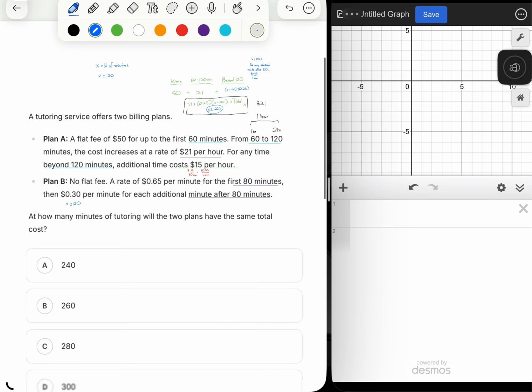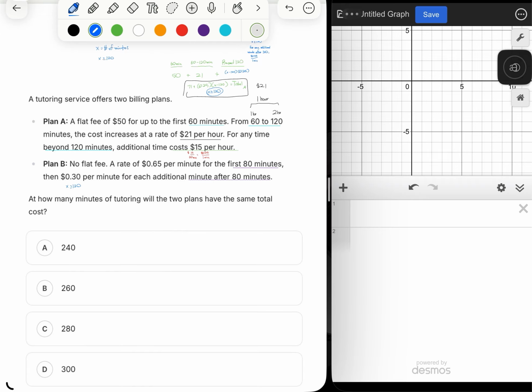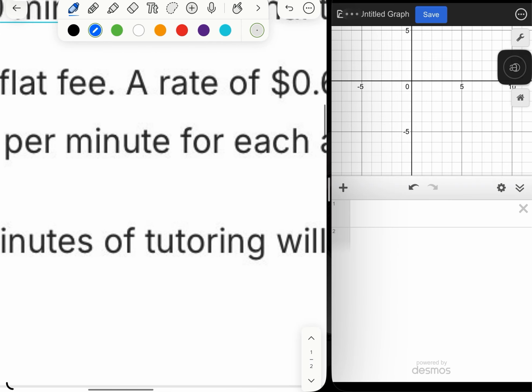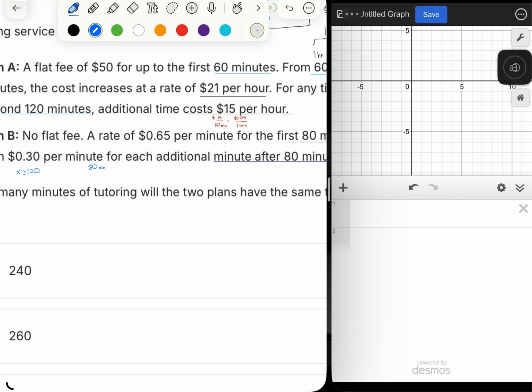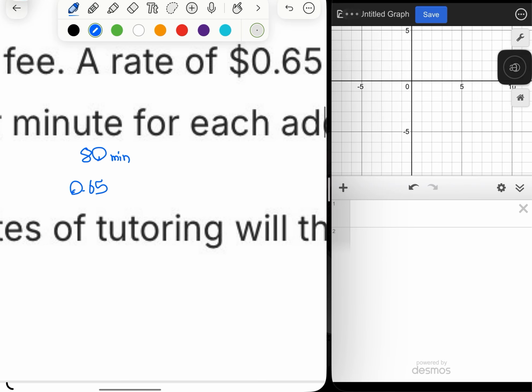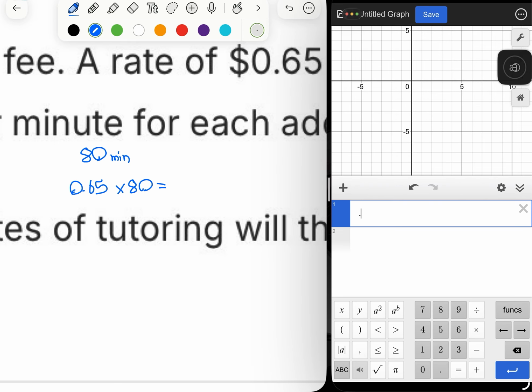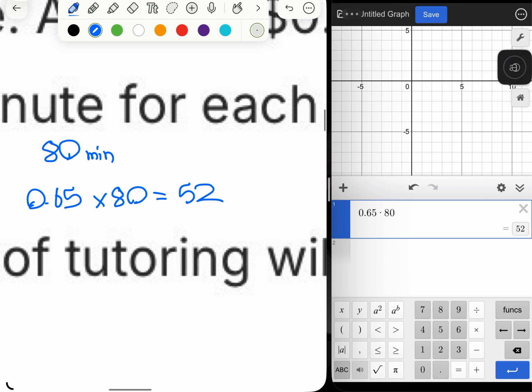So how do you find the total cost with this condition? Well, for the first 80 minutes, it says it's a rate of 0.65 per minute. So in the first 80 minutes, that's 0.65 times 80, and I'm going to put that here. This is going to give us 52. So for the first 80 minutes, our cost is 52.